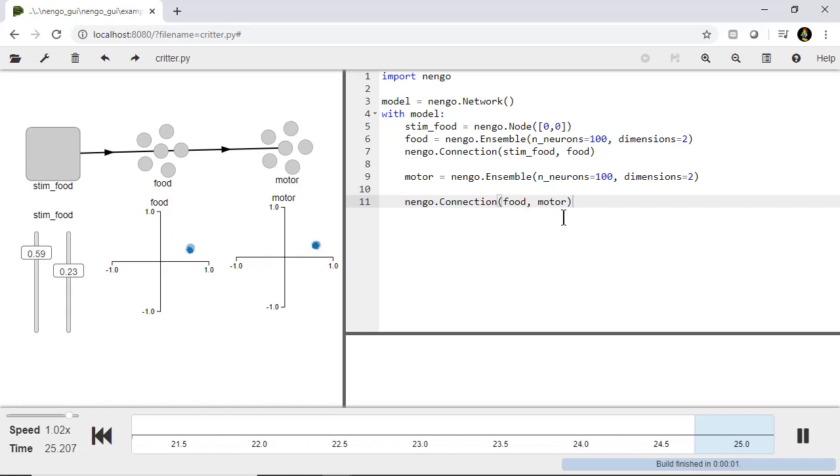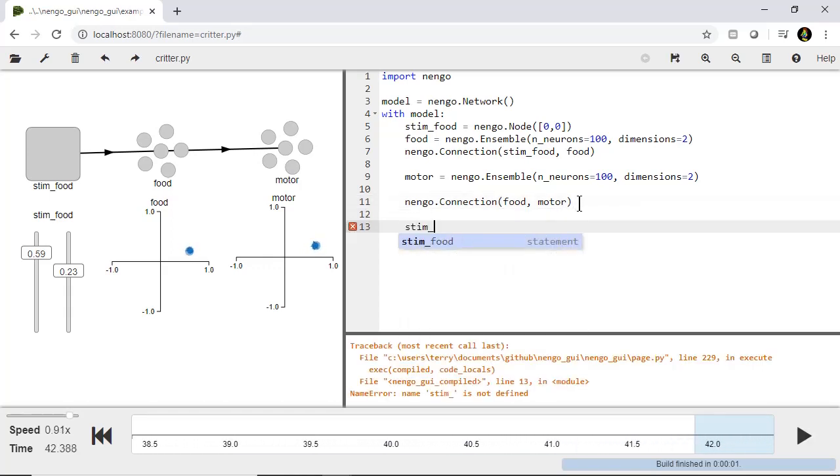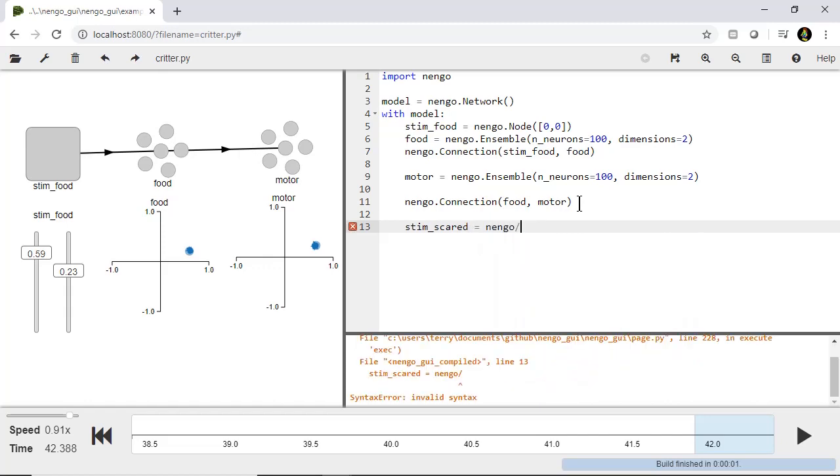Now, we wanted some sort of, if I'm scared, run back to where I started from. In order for me to do that, what do I need? Well, let's start with the sensory stuff. We've got some input that says whether or not I'm scared.